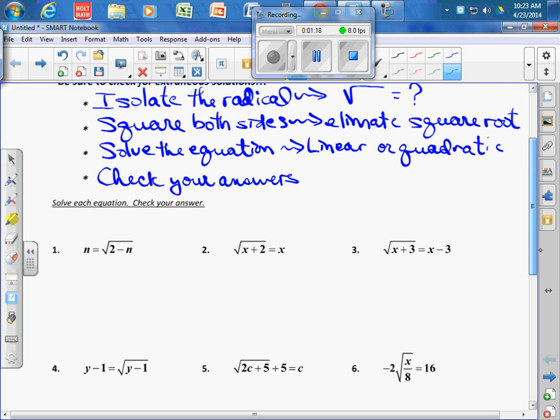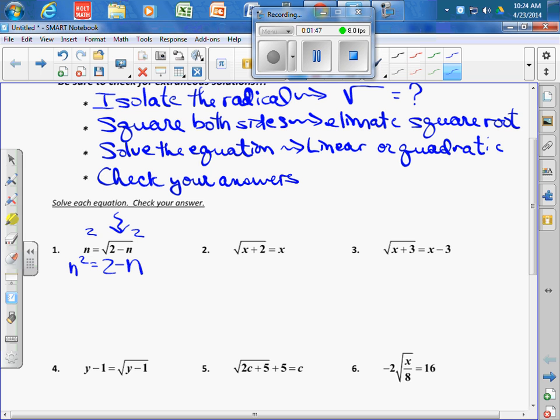And number 1, I do have the radical all by itself. There are no numbers outside the radical on this side of the equal sign, so I don't have to worry about that. What I'm going to do is I'm going to square both sides, because when I square the radical, that eliminates the radical. Well, whatever you do to one side, you got to do to the other, and I've got n squared is equal to 2 minus n. So now I need to solve this equation.